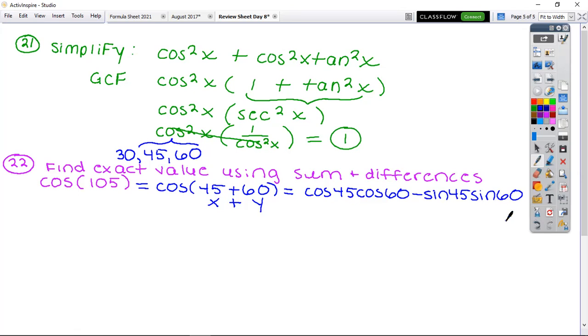Okay, so again, what is the cosine of 45? Good. Radical 2 over 2. Next, what is the cos of 60? 1/2. Perfect. Minus the sine of 45 is square root of 2 over 2, and the sine of 60 is, good, radical 3 over 2.